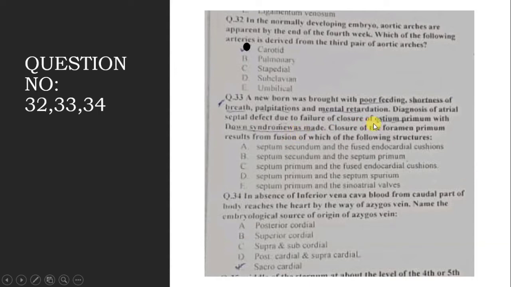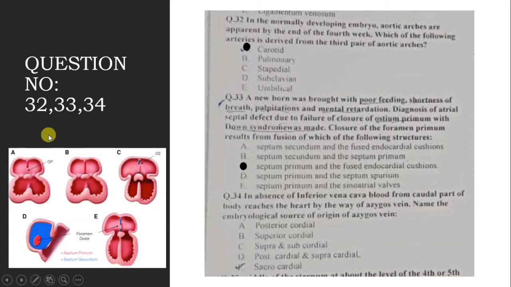It is asking about the closure of the foramen primum. So when there is a closure of the foramen primum, the septum primum basically fuses with the fused endocardial cushion, or we say atrioventricular cushion. So when the septum primum fuses with the AV cushion, it causes the closure of the foramen primum.